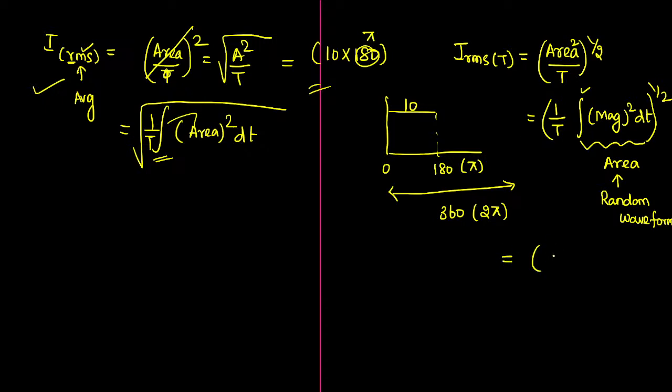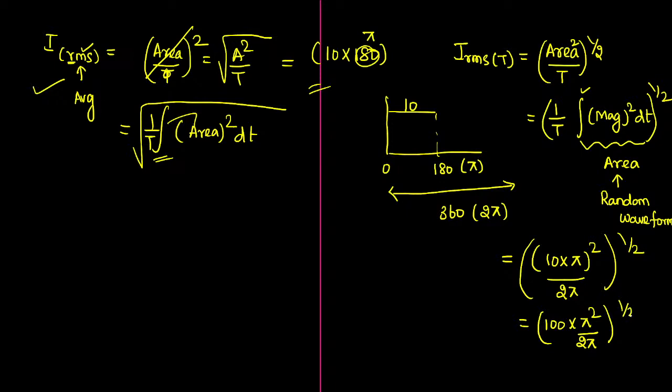I know for the rectangular, area means it is length into height. Height is 10, length is pi. So I am squaring it. Divided by total time period, which is how much? Total time period is already clearly given. That is 2 pi. We are considering up to 360 degree. You must keep all of these under root. If I do that, 10 square will give you 100. Then here it will become pi square upon 2 times pi. Don't forget all of this lies under root only.